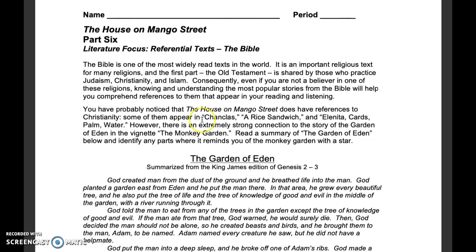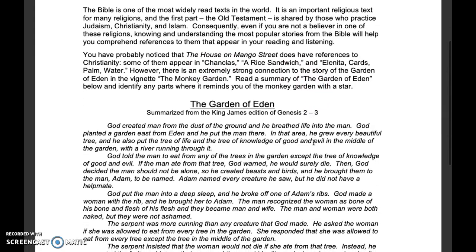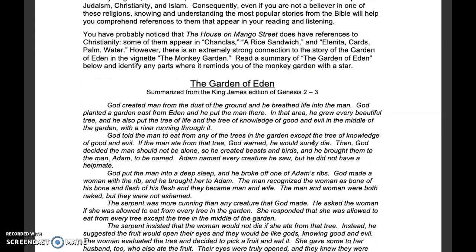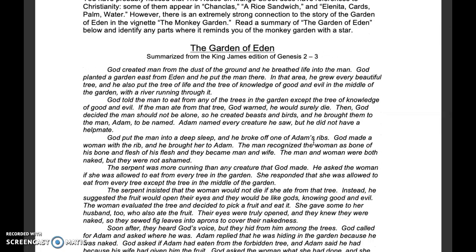So what I would like for you to do is read through this passage from the Garden of Eden. It is summarized for you. It is not the full story. What I want you to do is identify any parts where it reminds you of the Monkey Garden. How I want you to do this is I want you to draw a star, and I want you to explain how those two things are connected. And I'm going to show you an example of that.